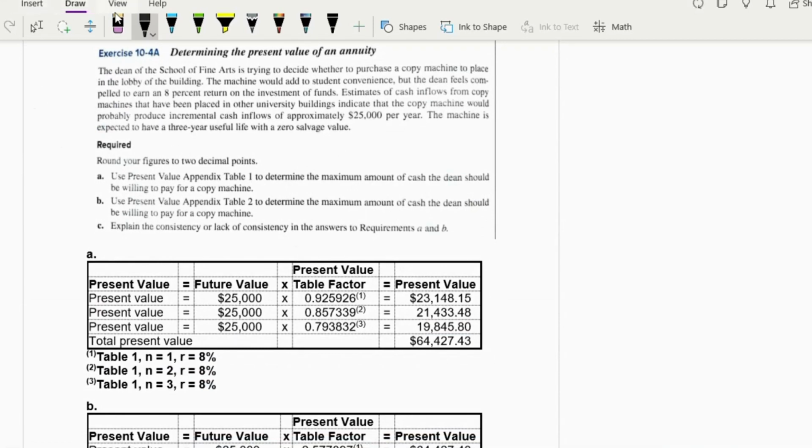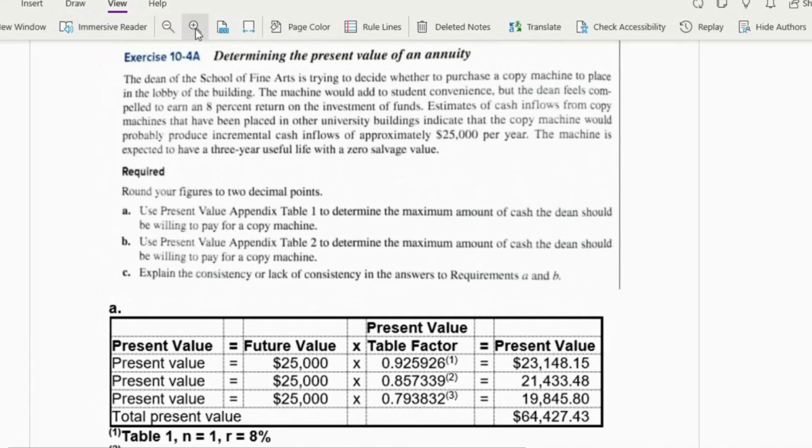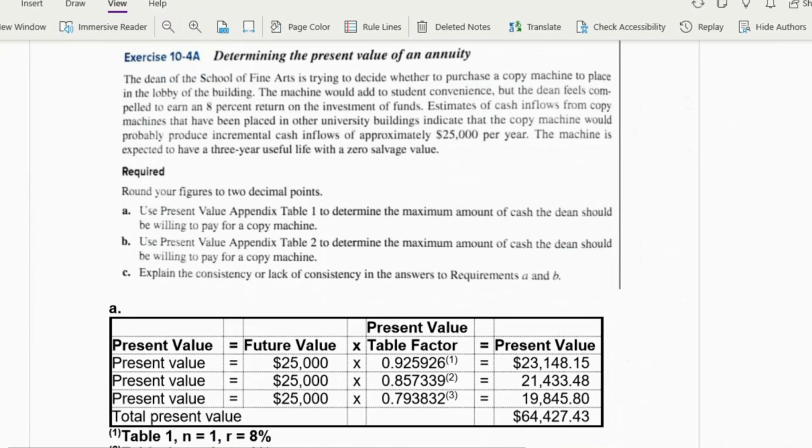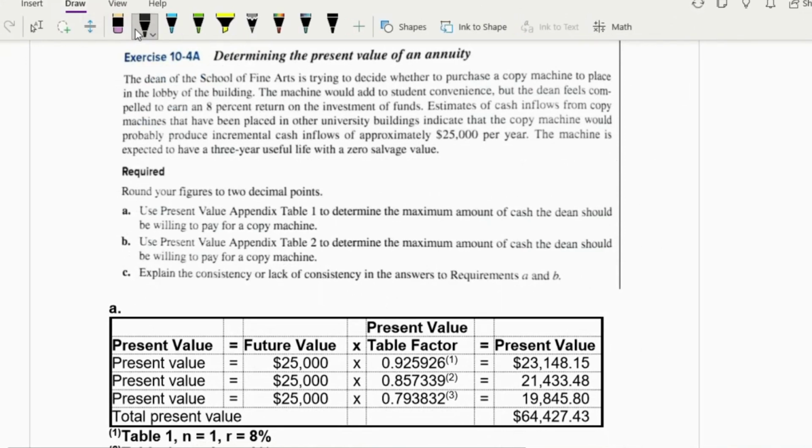I'll just make the view a bit bigger so that it's easy to read. I think this much is okay. Let's use the pen. Okay. The Dean of the School of Fine Arts is trying to decide whether to purchase a copy machine to place in the lobby of the building. The machine would add to the students' convenience, but the Dean feels compelled to earn 8% return on the investment of the fund. So if he wants to purchase this machine, he wants a return of 8%.